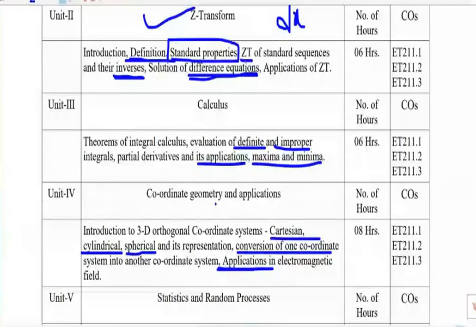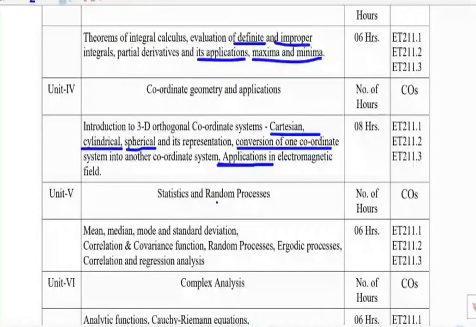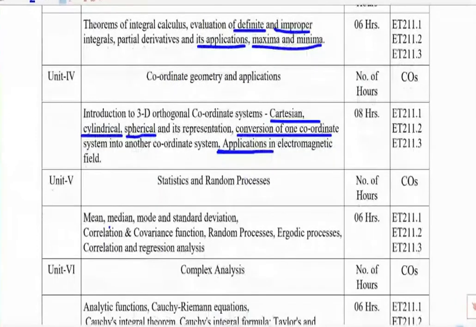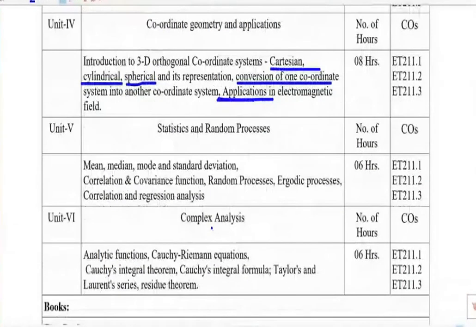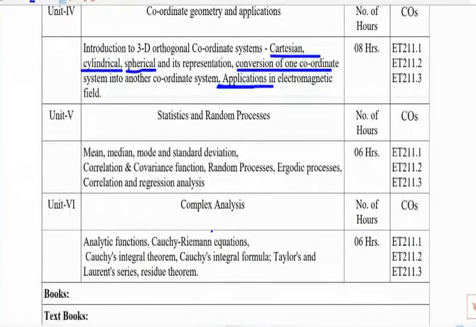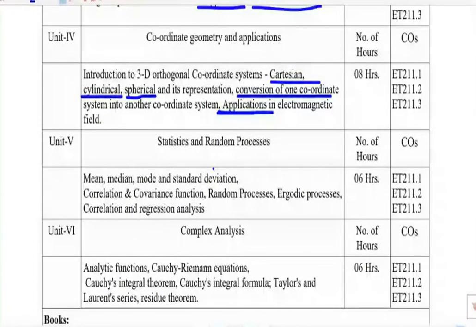Then unit number 5 is statistics and random processes. So these are some statistical parameters like mean value, median, mode, standard deviation. So that thing we have to learn. In random processes, we can also have the ergodic process. So that also we are going to learn in our unit number 5. And our unit number 6 is the complex analysis. Okay. So I will not go into that much detail. So these are the 6 unit contents of our syllabus.